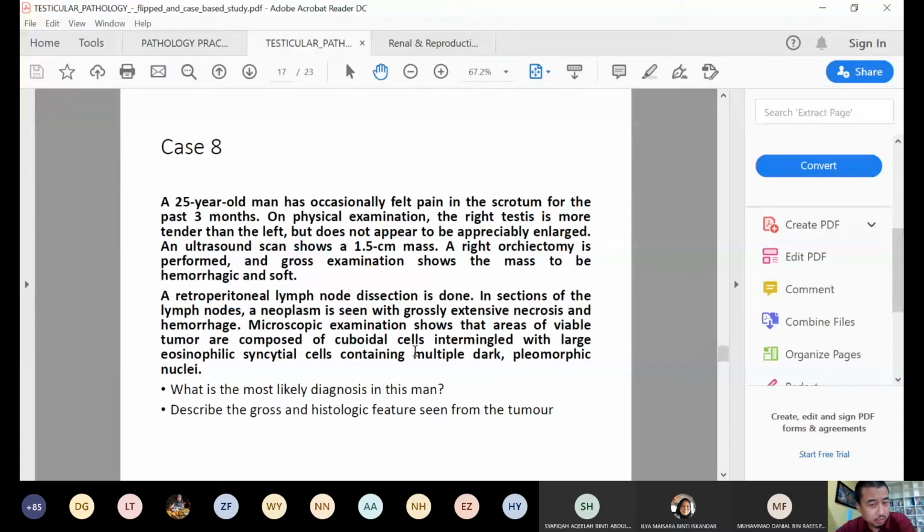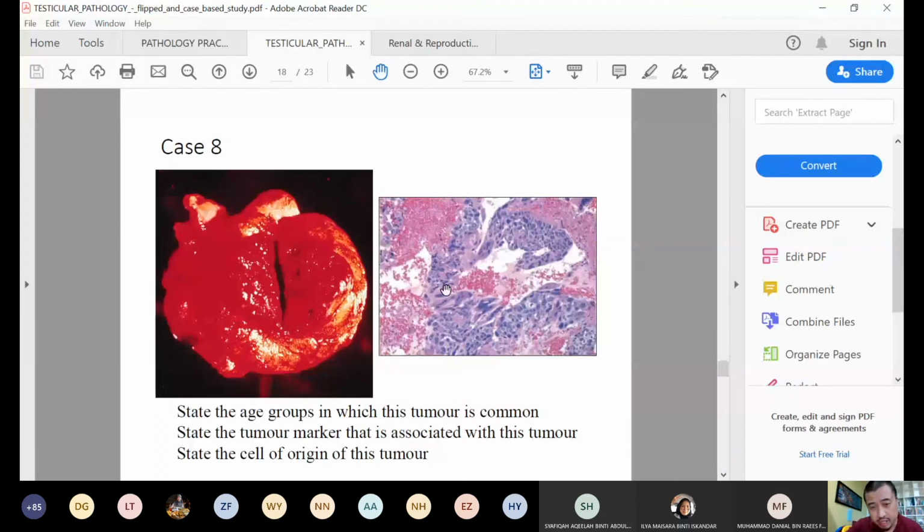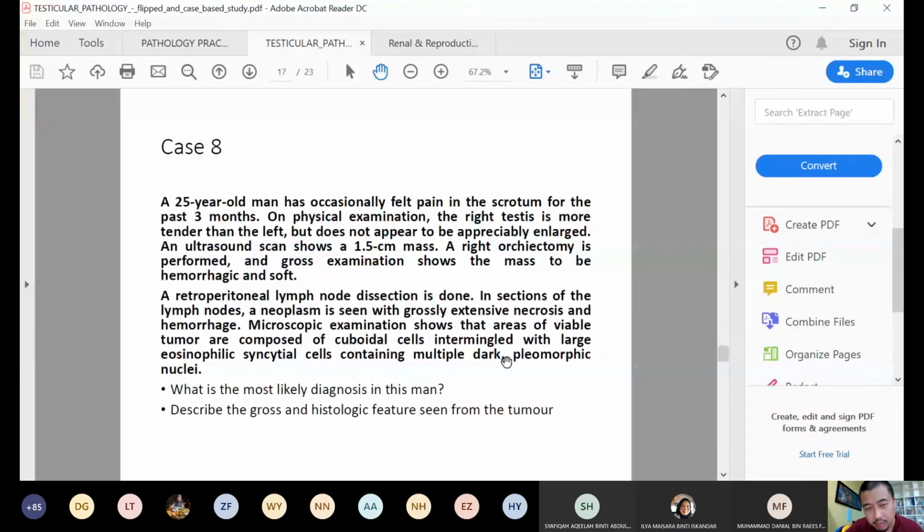So the microscopic feature, you see syncytial cells, means that the cells are merged together. Yeah, it's multinucleated cells. There's multiple dark pleomorphic nuclei, so it's multinucleated. So the only thing that shows this kind of feature is the choriocarcinoma that has syncytiotrophoblasts. Yeah. So there's syncytiotrophoblasts.